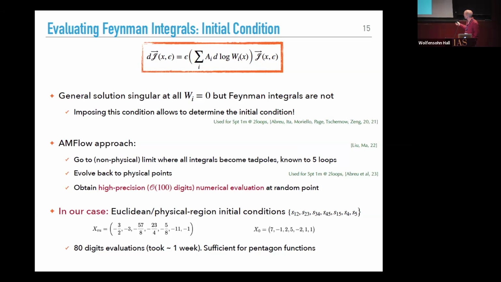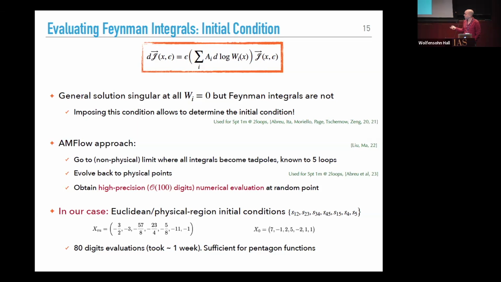So we did it for the planar sectors for 5-point 1-mass integrals. Now, in 2022, there was this AMFlow approach that was proposed. So the idea here is to take a Feynman integral, go to a very non-physical limit where all the integrals become tadpoles, and tadpoles are known to 5 loops. So then you can evaluate the integrals there, and then you evolve back to physical points. And by doing this, you can actually obtain high precision for pretty much any integral that you would like, say to order 100 digits at any point that you would like.